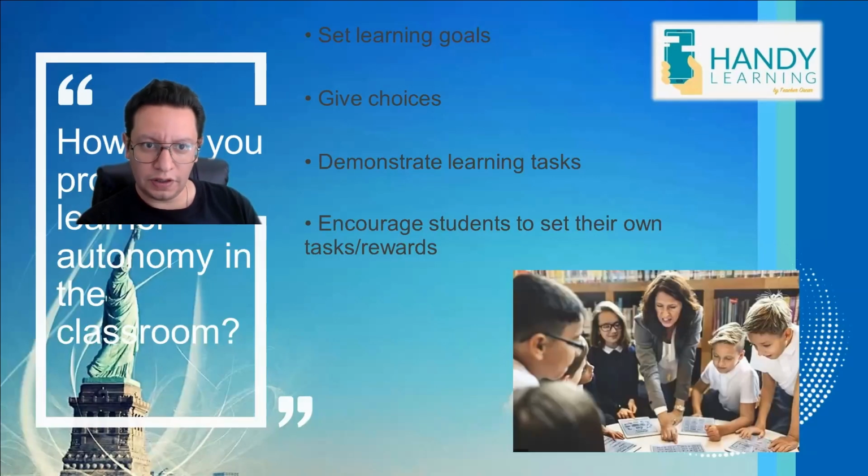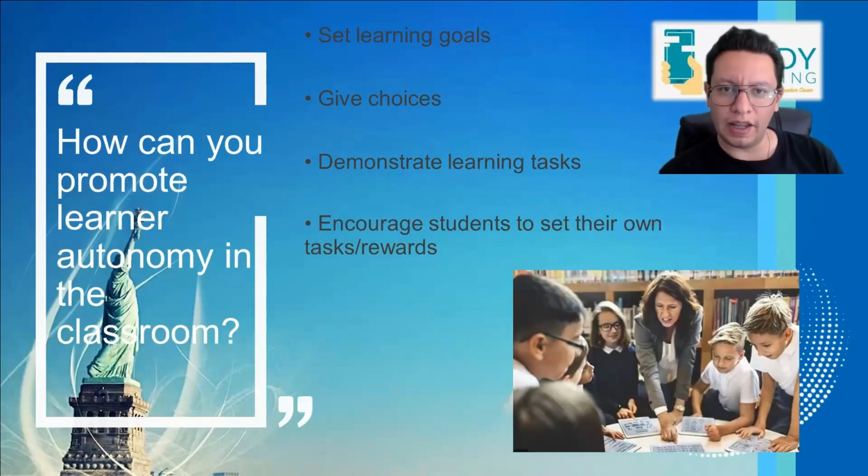Now, the role of a teacher is to produce autonomous, responsible learners. How to do that? Well, there are different strategies to follow. Whenever you're teaching a lesson and you want your students to become autonomous, you need to teach them how to become that way. So you set learning goals, you give them choices, you demonstrate the learning tasks, and then you encourage them to set their own reward system.